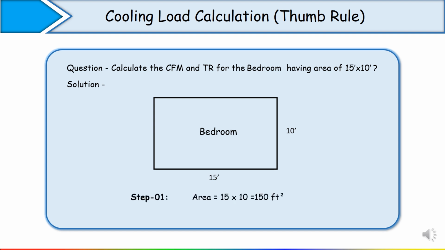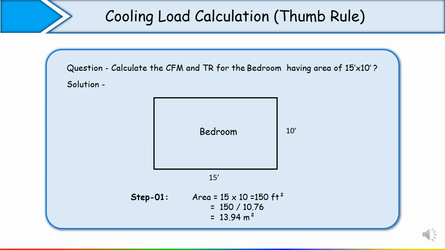So in the first step, when we calculate the area, we get 15 into 10, which means 150 square feet. Now convert this square feet into square meter. All of you know that 1 square meter is equal to 10.76 square feet. So if you want to convert square feet into square meter, just divide by 10.76. So near about we'll get the area of this bedroom as 13.94 square meter.